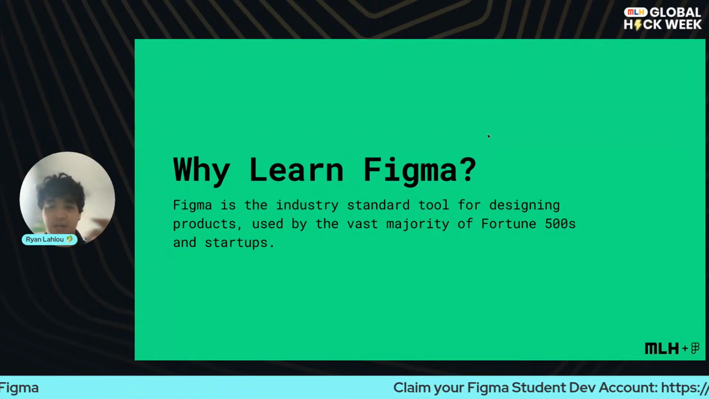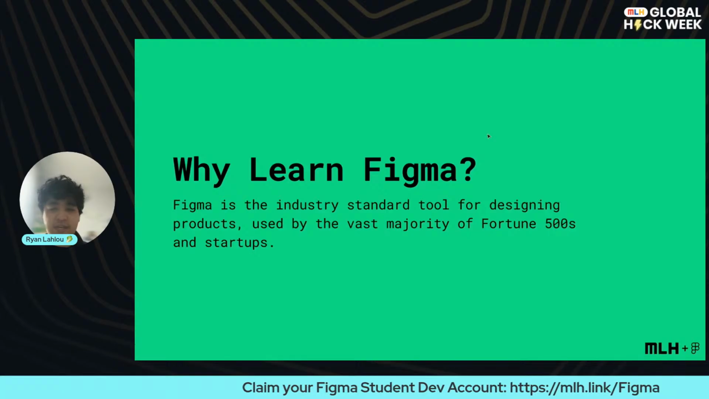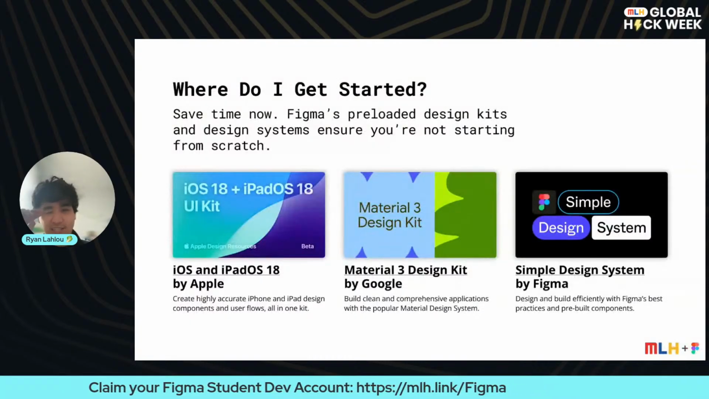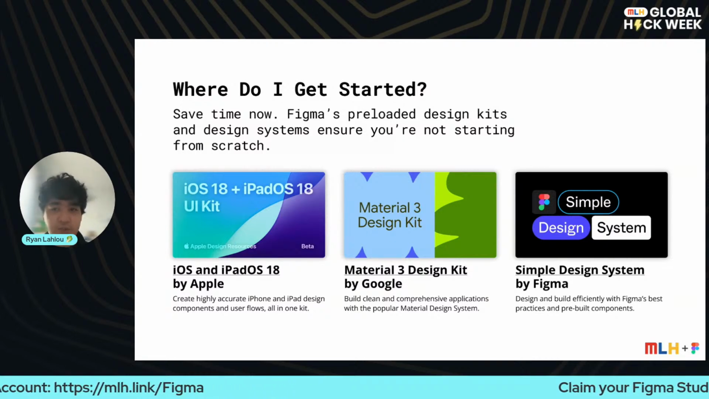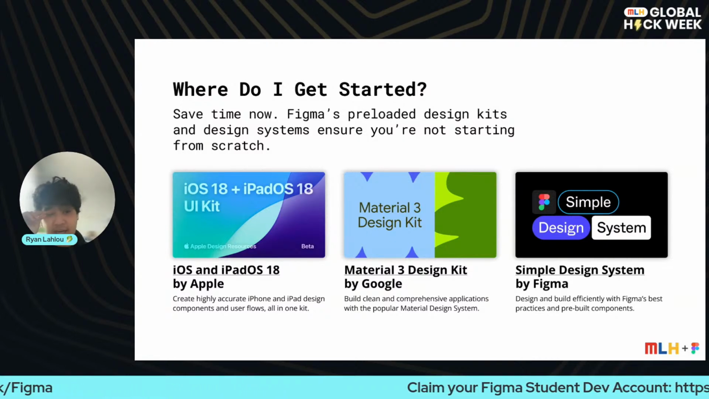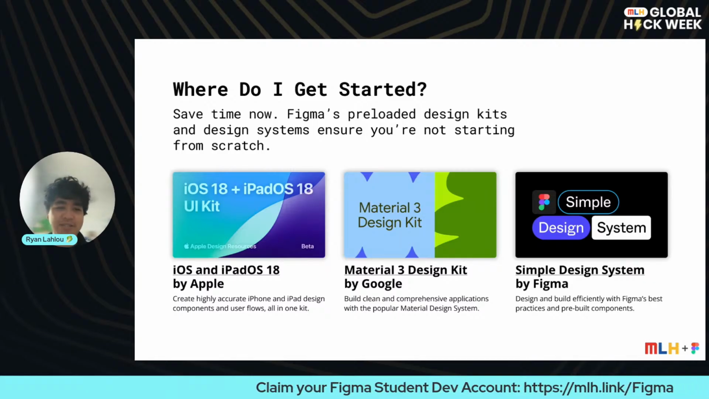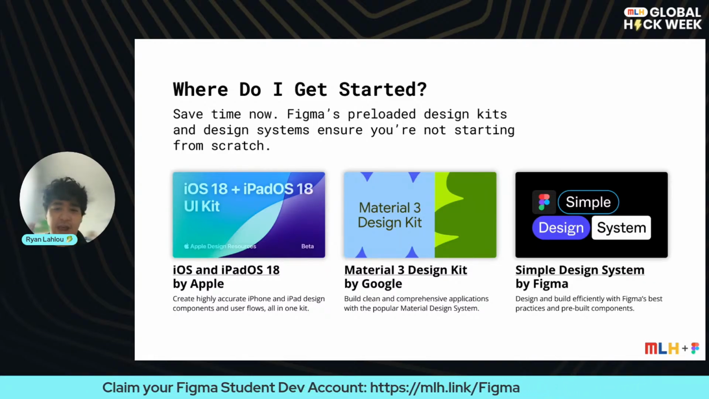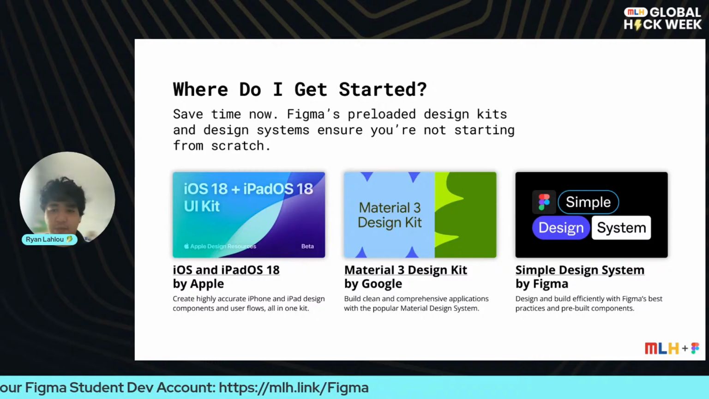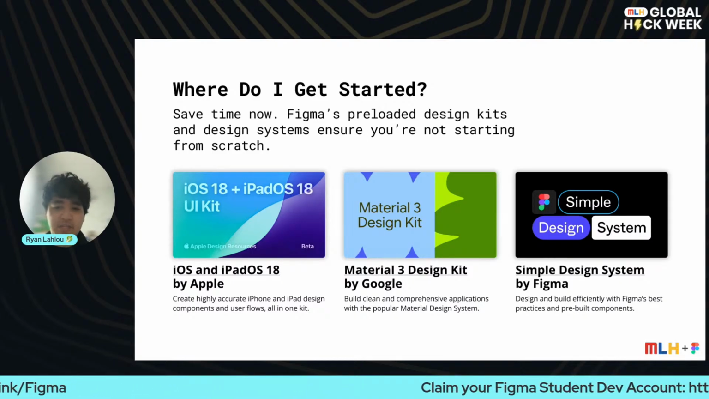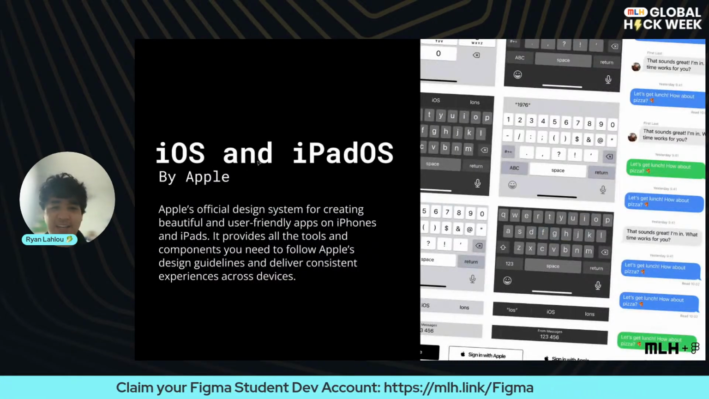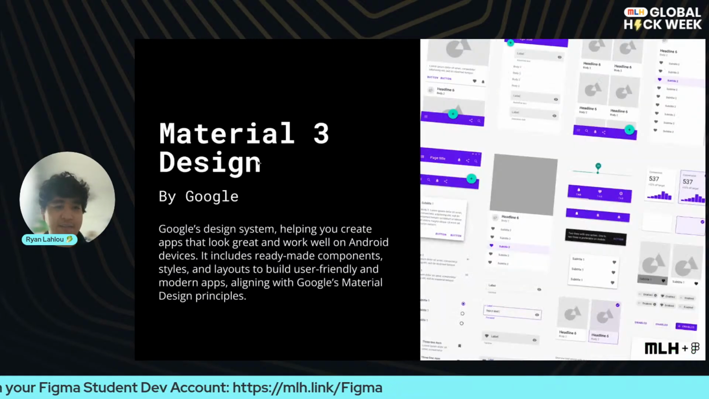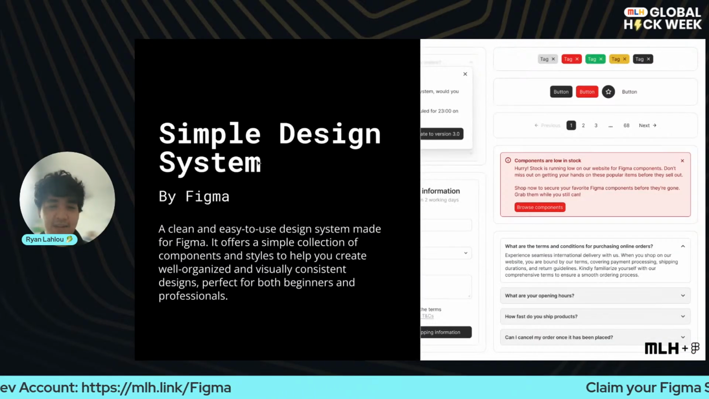And one of the biggest perks of learning Figma is leveraging their design systems and design kits, which include these three. Figma has an entire community of design libraries and kits that you can use. You can choose between iOS and iPadOS 18, Material 3 Design, and Figma's Simple Design System. So the theme here overall is save time. Figma's preloaded design kits and design systems ensure that you're not starting from scratch and you have somewhere to start from. So to briefly go over everything again, we have iOS and iPadOS, we have Material 3 Design and Figma's SDS.